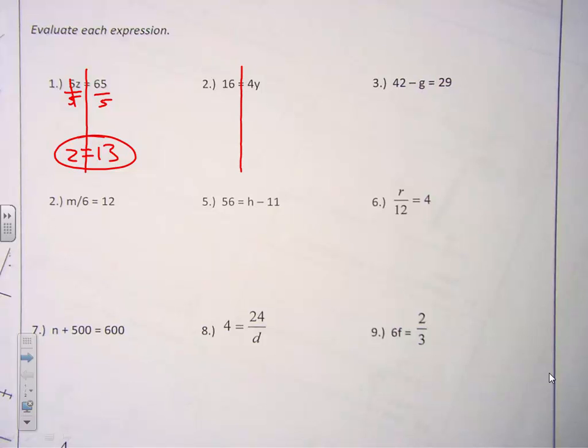Second one is very similar. I want to get y by itself, so I do the inverse of multiplication, which is division to both sides. Those ones are pretty basic. Number 3 is a subtraction problem. Now remember that when the variable comes second, like it does here, we can always just switch.